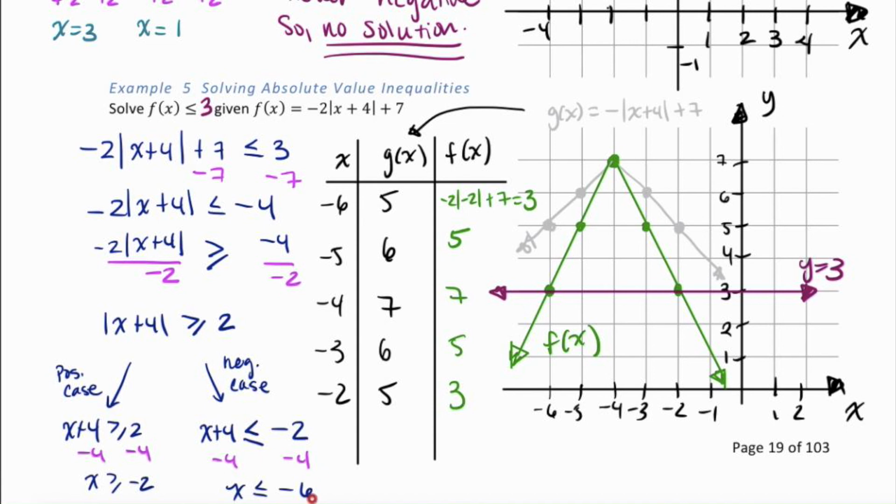You can also verify this solution. X is less than or equal to -6. And in this case, we go out to the left from -6. As long as we are less than -6, this function will meet the criteria of being less than or equal to 3. So here we have our algebraic solution, and here we have our graphical solution. This concludes section 1.6.